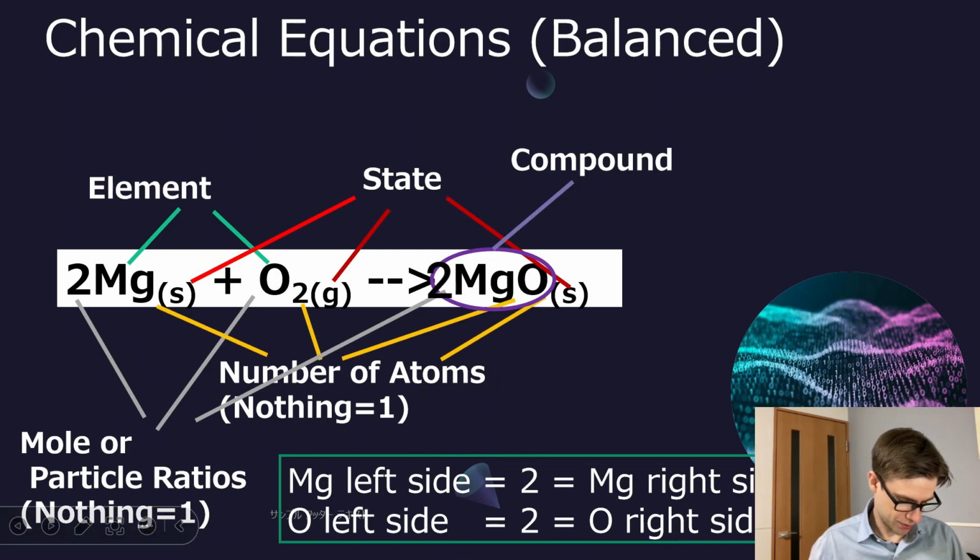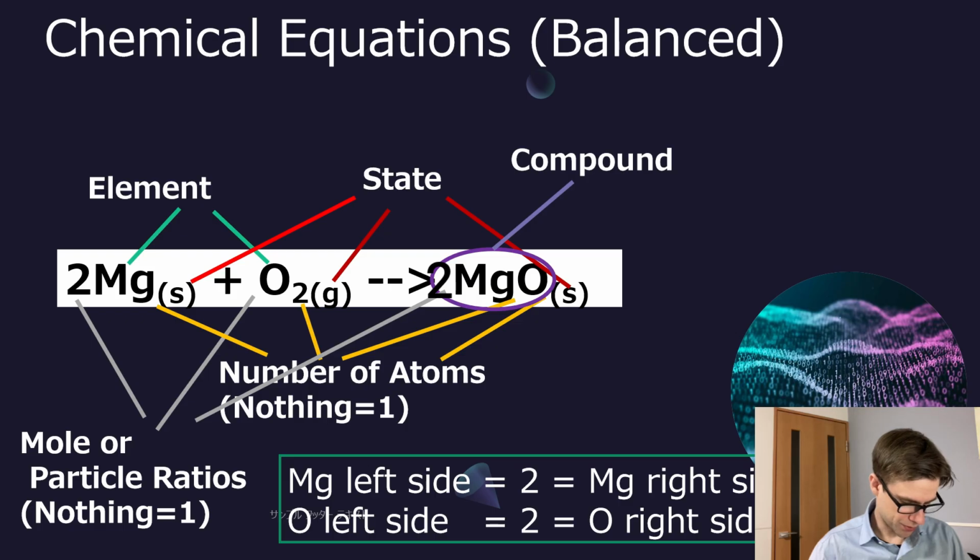What else is in here? We've got these orange lines, number of atoms. So again, for O2, the subscript 2 indicates there's 2 oxygens. They are bonded together in this formula. Everything else, though, doesn't have any numbers. There's nothing on the subscript of Mg or O or MgO. So we understand those also mean 1, okay? If there's no number, it just means there's 1 of that.